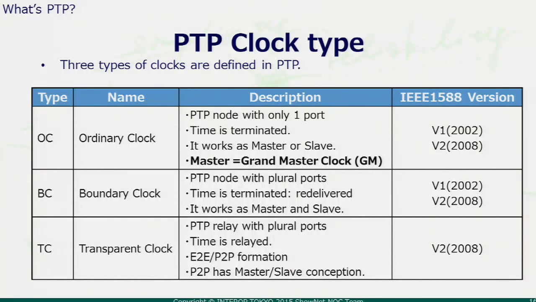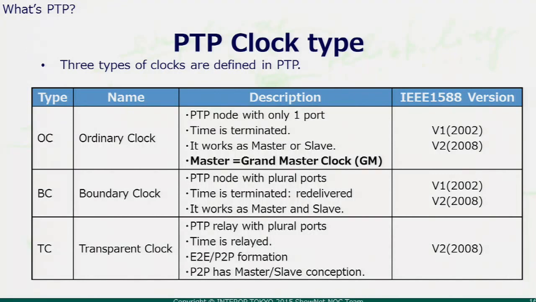There are three types. Ordinary clock, OC, has a single port activated in PTP domain, correspondent to slave, which synchronizes with grandmaster clock, GM, distributing time or the time distributed by GM. And boundary clock, BC, is allocated between GM and slave. BC synchronizes with the time distributed by GM. BC itself distributes the time based on GM to slaves as a GM.